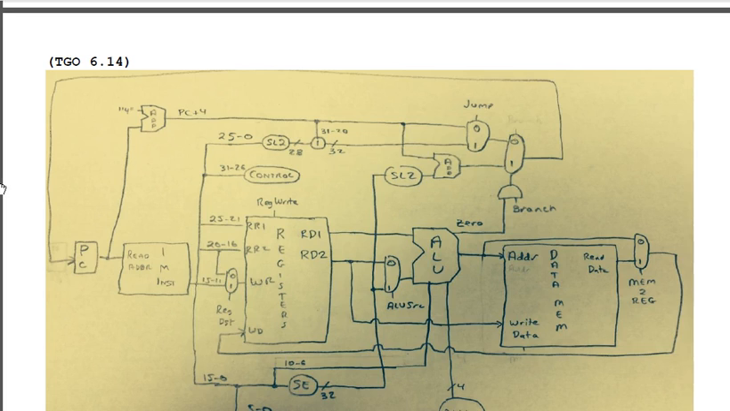If the zero bit is 1 when the two values are equal, what does that mean for when it's not equal? What's the value going to be? 0. So I can have that come out here, and then I want to have a branch not equal control signal. So if I want to have this and this, what type of logic structure would I use? AND gate. You guys are catching on.